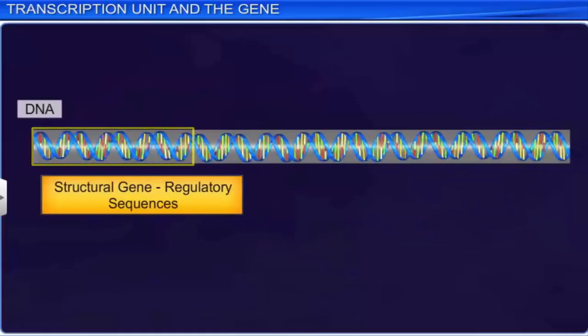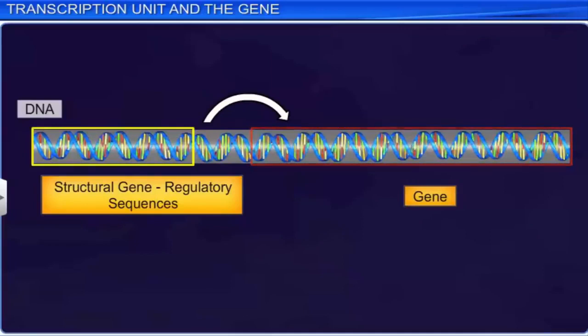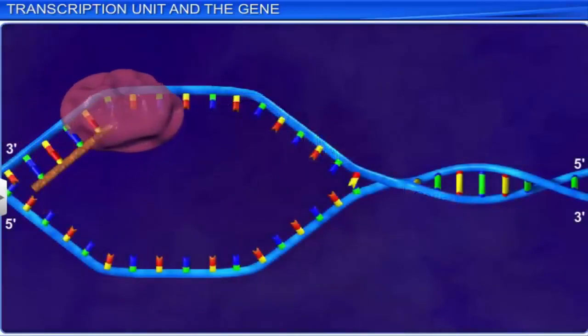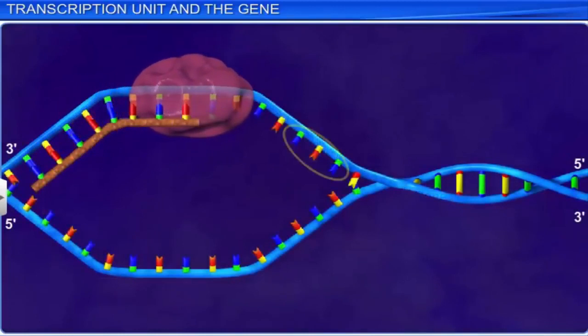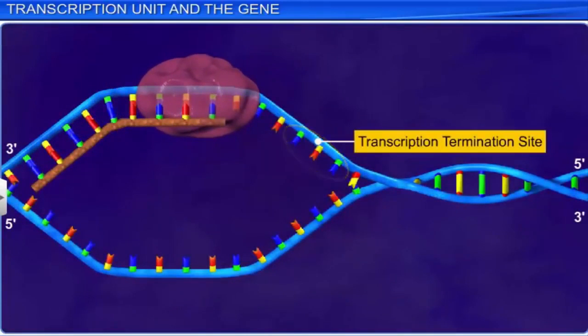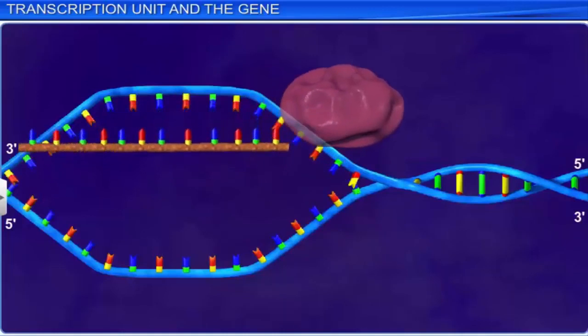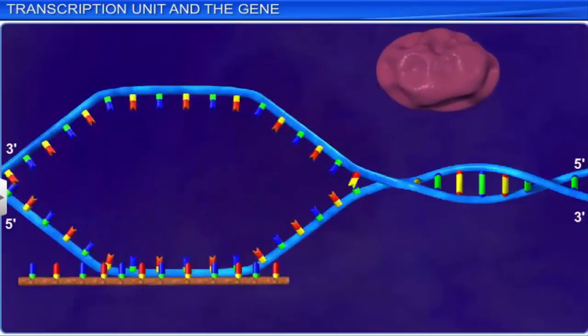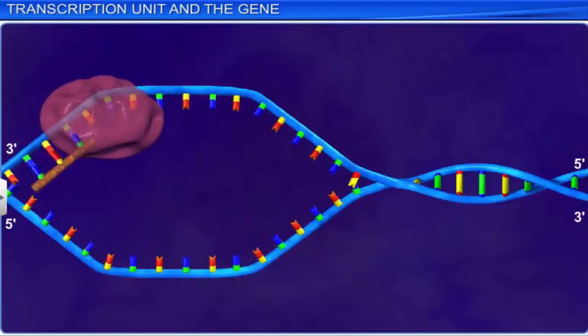The structural gene also consists of regulatory sequences which regulate the functions of other genes but do not code for any RNA or protein. They are also known as regulatory genes. At the 3' end of the structural gene is the terminator, which is another important part of the transcription unit. The terminator defines the end of the process of transcription. Transcription also happens to be the first stage in the process of gene expression.